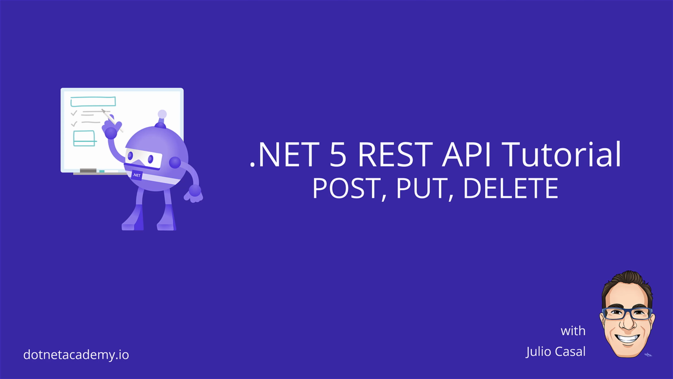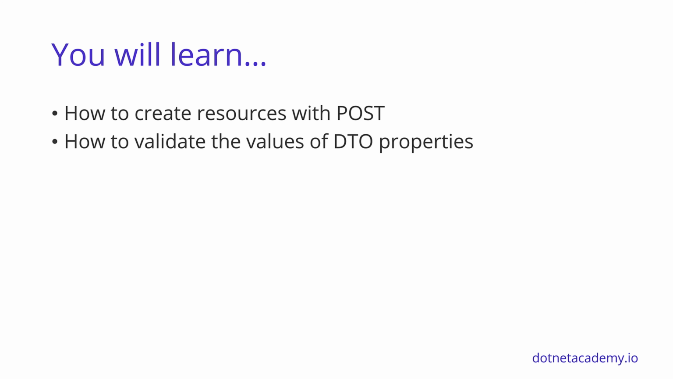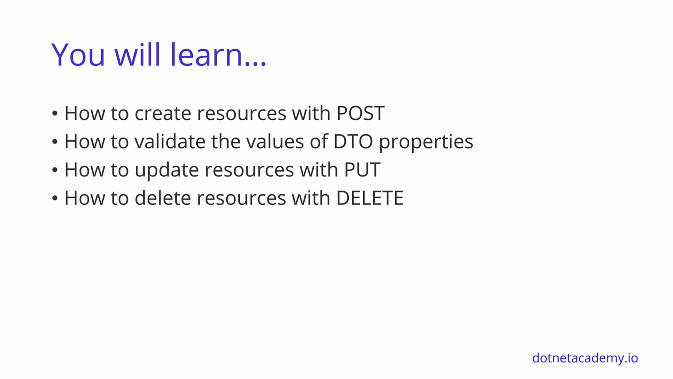In this fourth part of the .NET 5 REST API tutorial, we introduce additional controller actions for creating, updating, and deleting items. We will also learn how to validate the incoming DTOs to prevent invalid data from landing in the service. Today you will learn how to create resources with post, how to validate the values of DTO properties, how to update resources with put, and how to delete resources with delete.